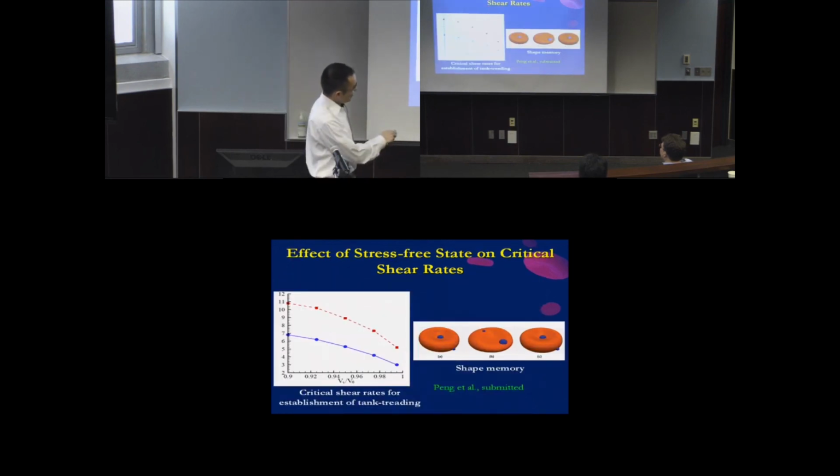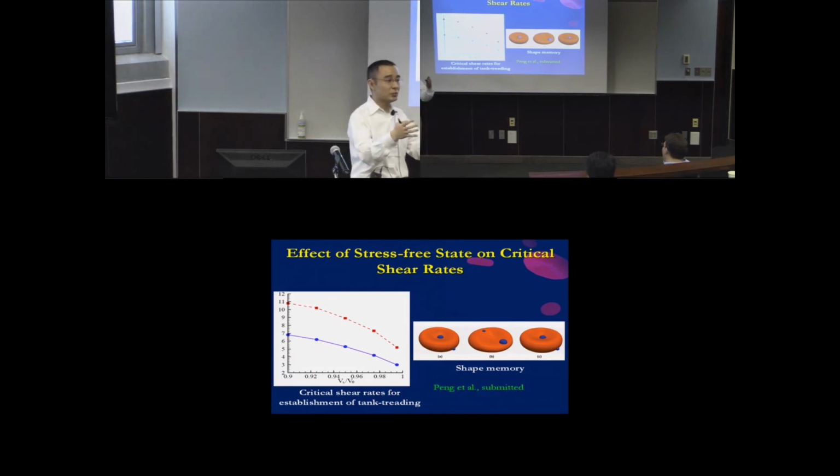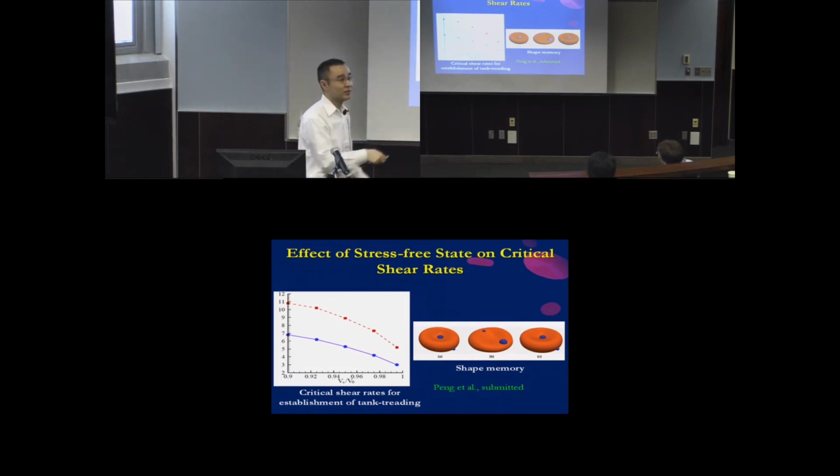I want to explain this plot. The y direction, as I said, is how close the stress-free configuration is to a sphere. One is a sphere. We found that if it becomes close to a sphere, then the critical pressure for the tank-treading to happen significantly drops. That is consistent with the experiment.